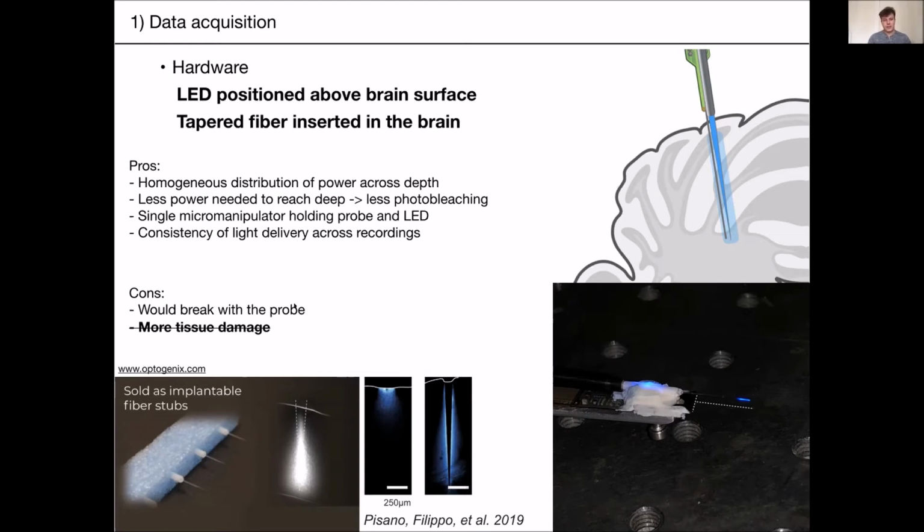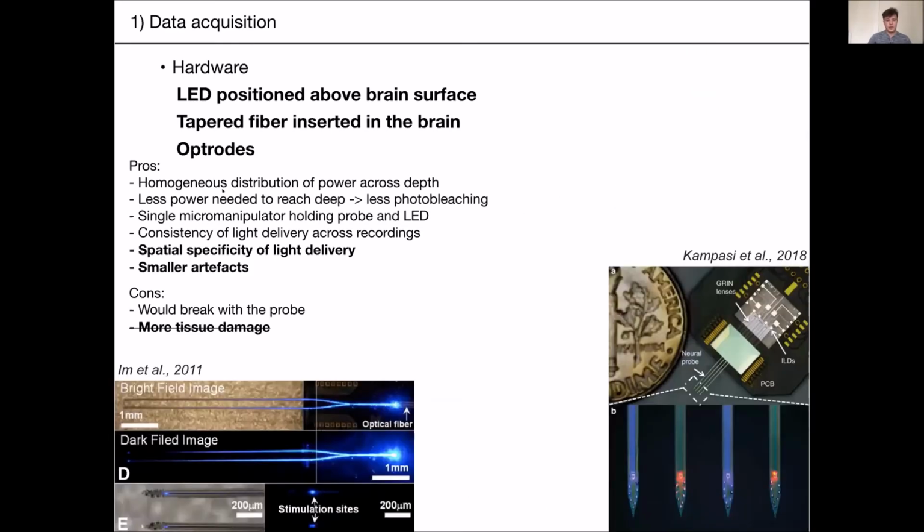But sadly, they would break with the probe, not like the Thorlabs LED. This would, like, if you break your probe, you'd break your LED. But anyway, I guess breaking the probe is worse than breaking the tip itself. So really, I don't think it's a problem. But mainly, there is more tissue damage because you actually stick another piece of glass into the brain, which is not the case when you use optrodes.